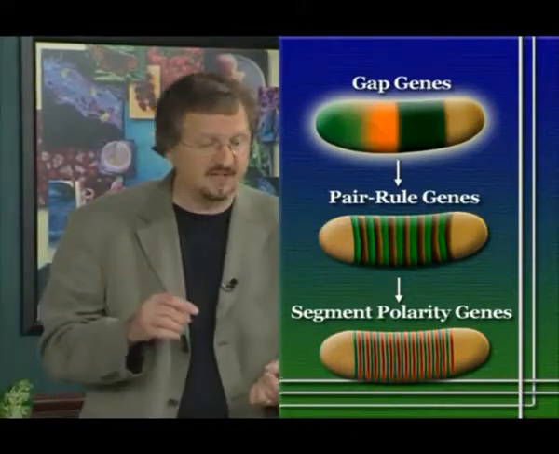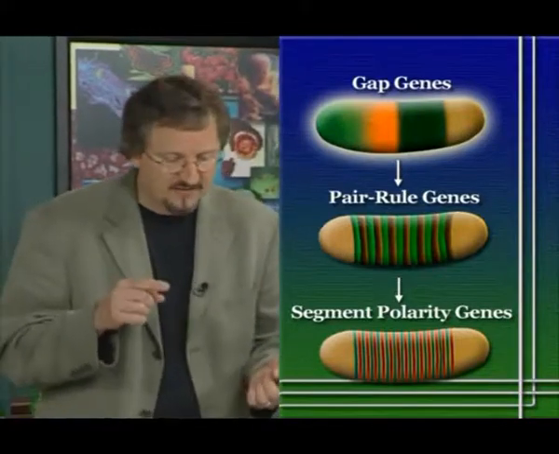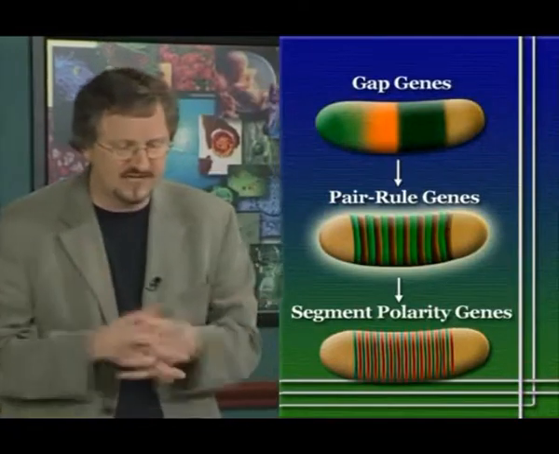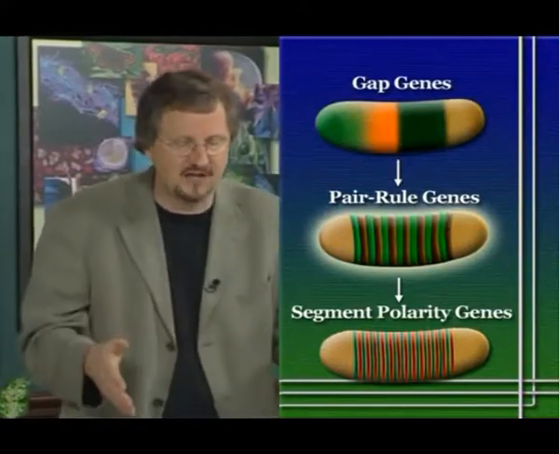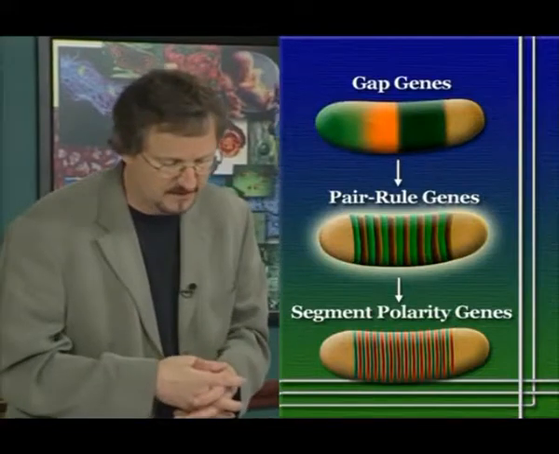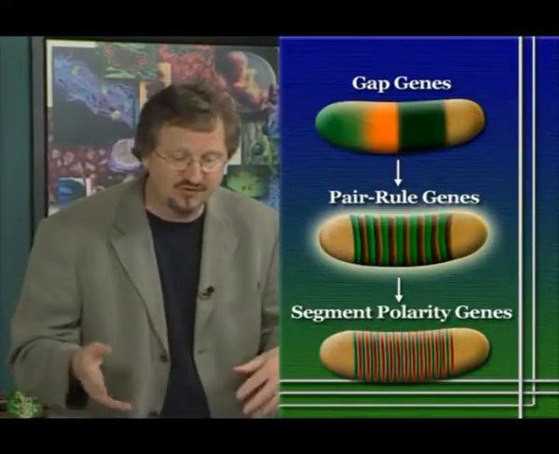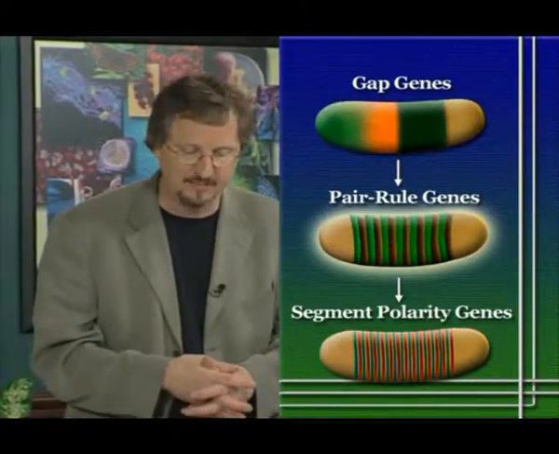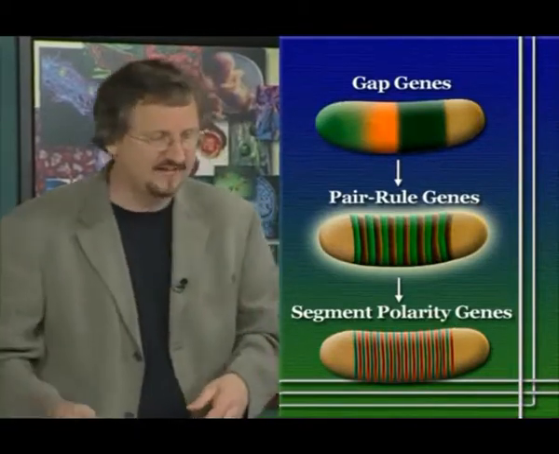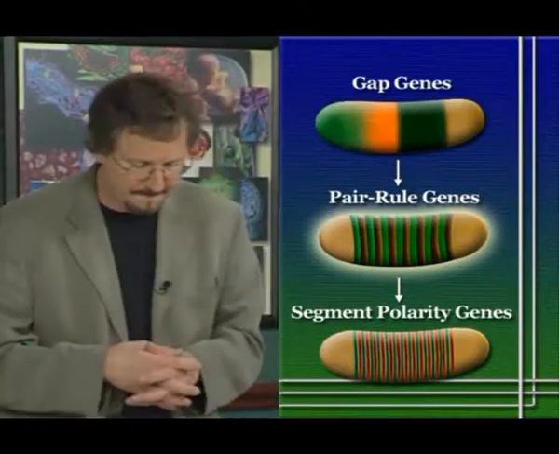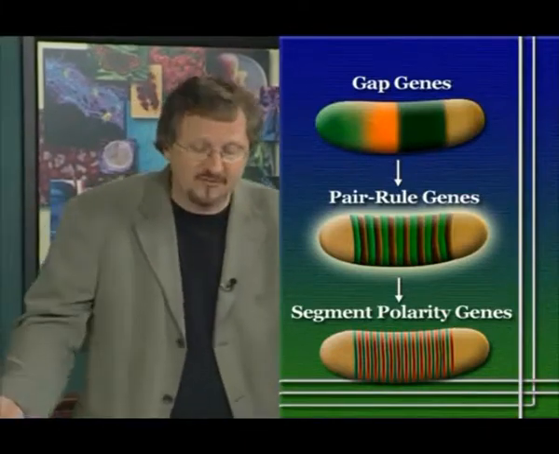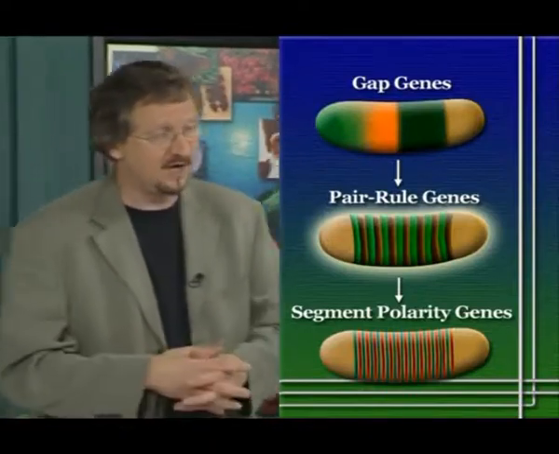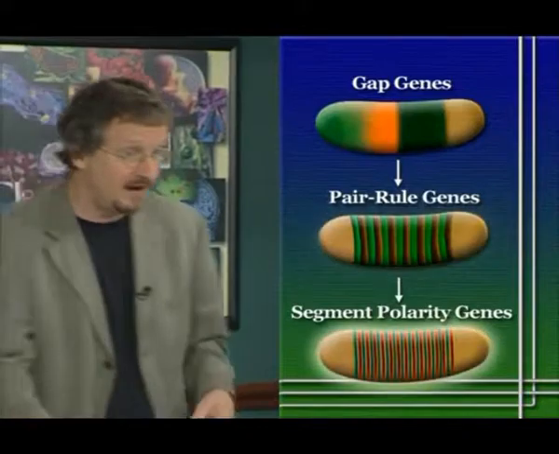These gap genes, then, their proteins, turn on the expression of another set of genes, which we call pair rule genes. The pair rule genes divide the embryo on a finer scale into pairs of segments. If you have a mutation in a pair rule gene, what happens is you have embryos, for example, that will only have half the normal number of segments, with every other segment being lost, hence the name pair rule. Now, the pair rule genes are also themselves transcription factors, which then in turn regulate the activity of another group of these segmentation genes called segment polarity genes.